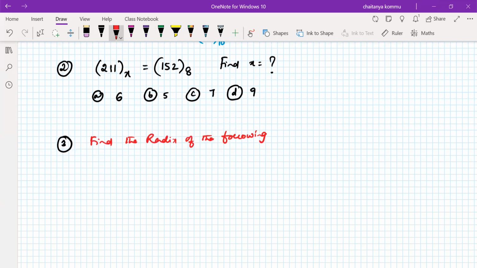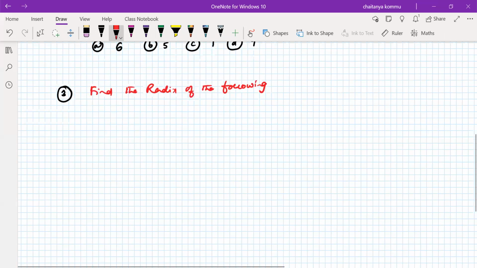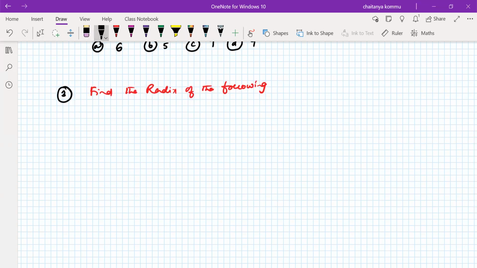Radix of the following. So how do we do this one? Number A is 14 divided by 2. These are the exercise problems in your textbook. So we solve that one. 14 divided by 2 is equal to 5, they have given. In the decimal number system it should be 7, but they have given 5.